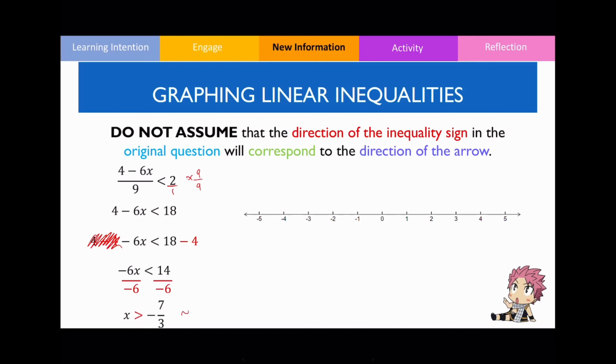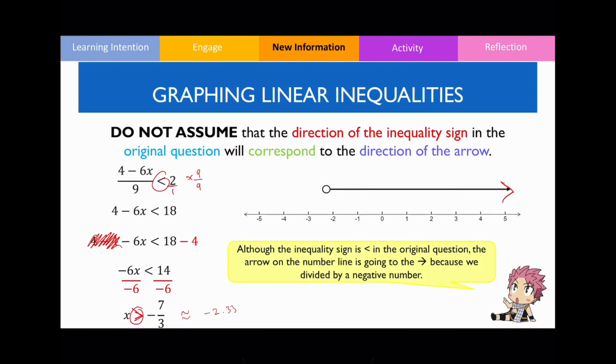That's very similar to -2.33, if I'm correct. So if I was to draw this on the number line, this is what it would look like over here. Again, just to emphasize, this over here is what we look at. We don't look at the inequality sign in the original question when we're graphing it, okay? Because it's going in this direction, my arrowhead also follows the exact same direction. And that's summarized in that little speech bubble down below.